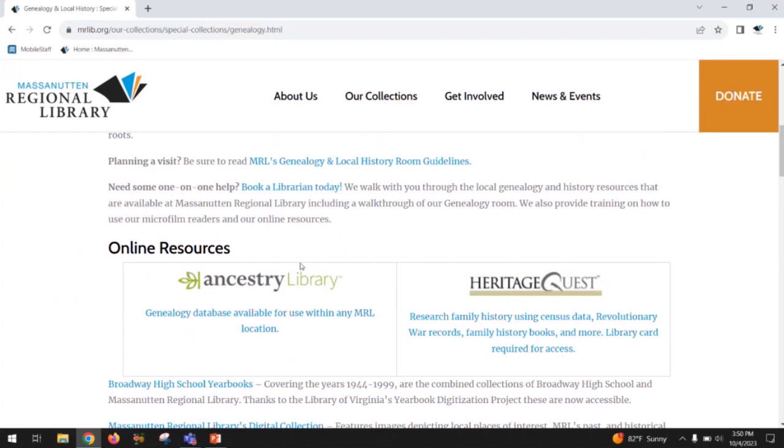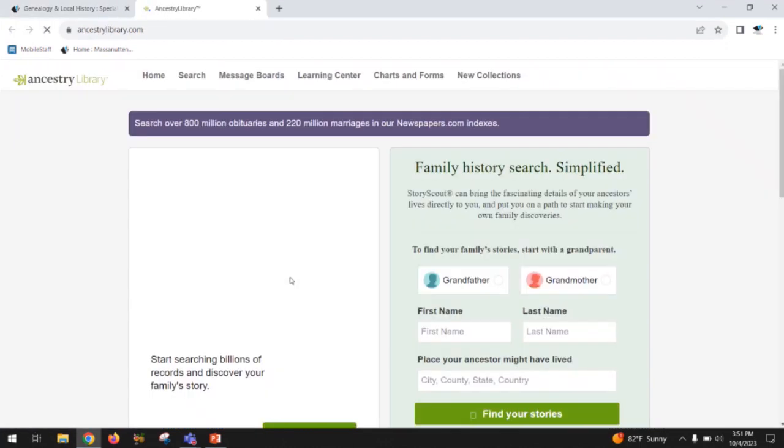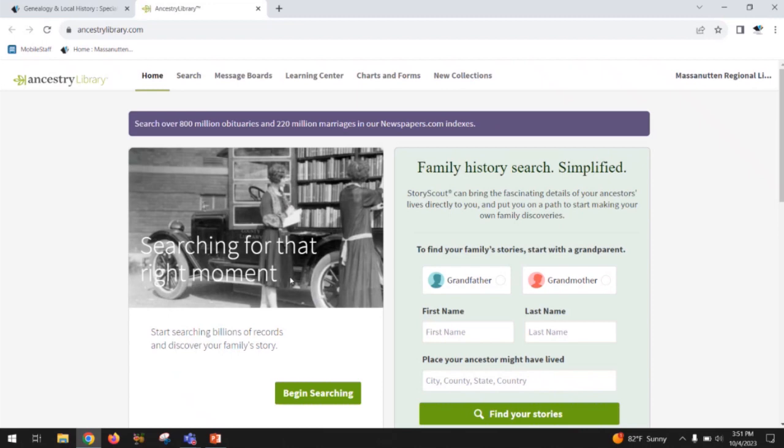We're going to start with Ancestry Library. We could start in Heritage Quest. We could start anywhere, but we'll start with Ancestry because that'll give us an idea of where we're going. And that can get us some low-hanging fruit. So remember, this is only available in the library.